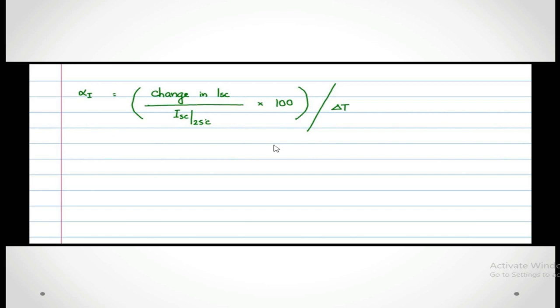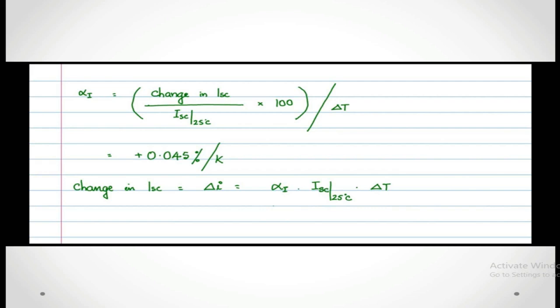So alpha is nothing but delta I by ISC at 25 degrees into 100 per degree temperature. So here the change in ISC can be written as delta I, and the alpha I value given in the data sheet is plus 0.45 percentage per Kelvin. Okay. So let us try to find the change in ISC, that is delta I, which is equal to alpha I into ISC at 25 degrees into delta T.